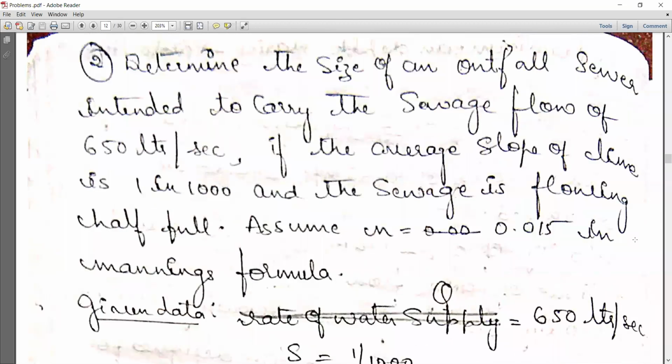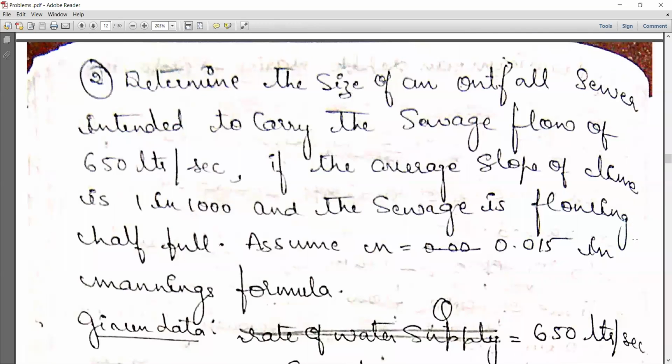So for your reference, write down this problem first. And I'll make you write what are the things that are given. Write down the problem first. Yes, please write down the problem first.